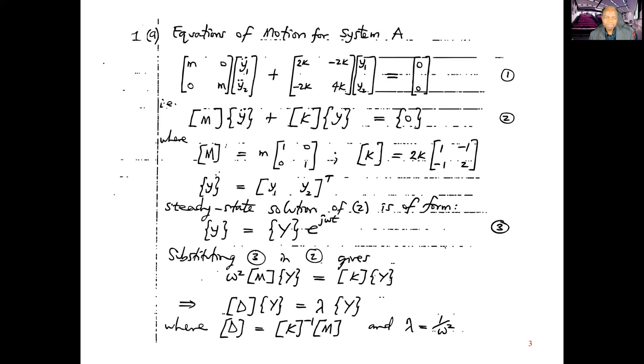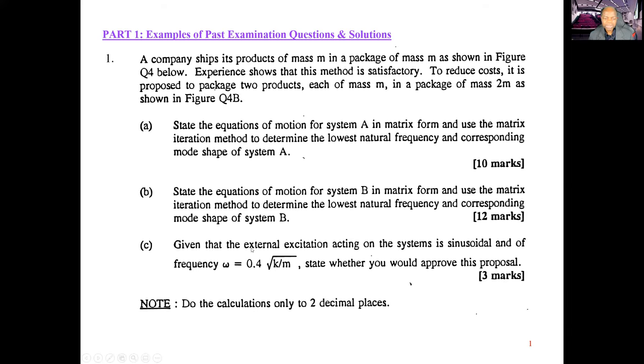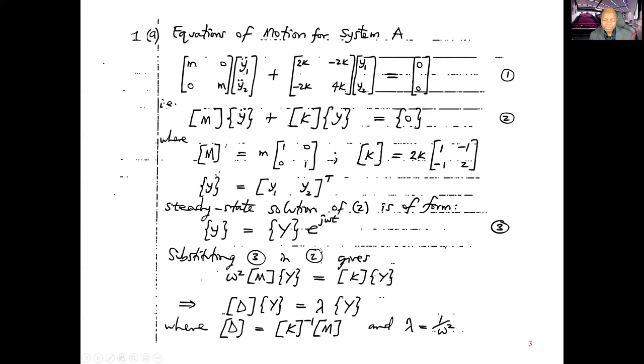Then the third part of the question, part C, says that given that the external excitation acting on the system is sinusoidal and of frequency omega equals 0.4 square root of K over M, state whether you will approve this proposal. In other words, we need to test whether this proposal in part B of putting two products in the package is acceptable. The notes already say do the calculations only to two decimal places.